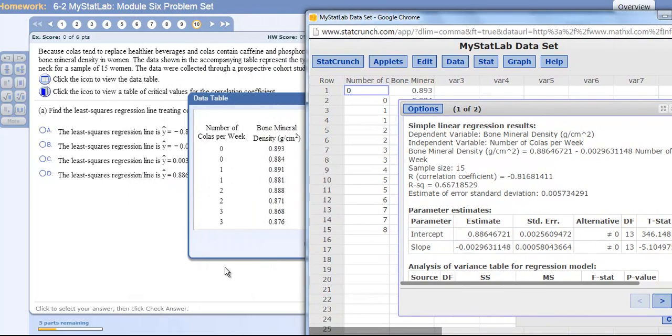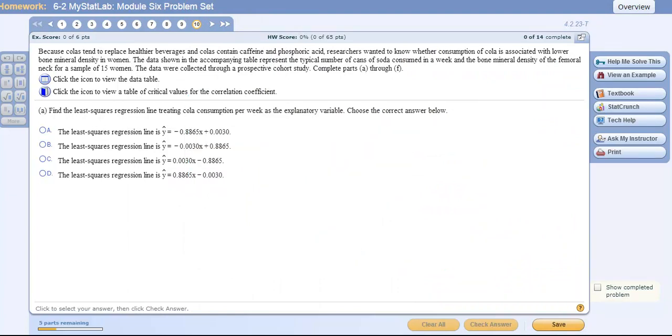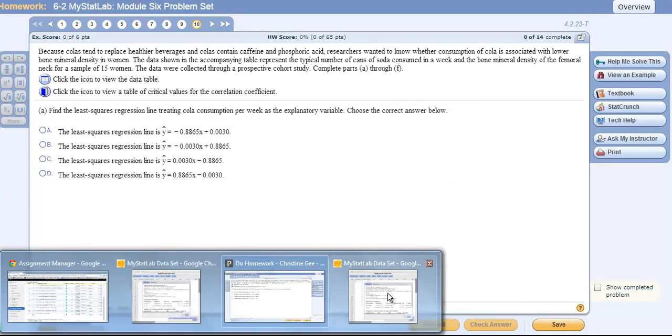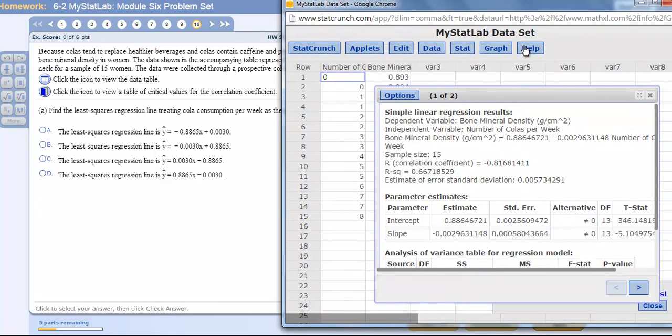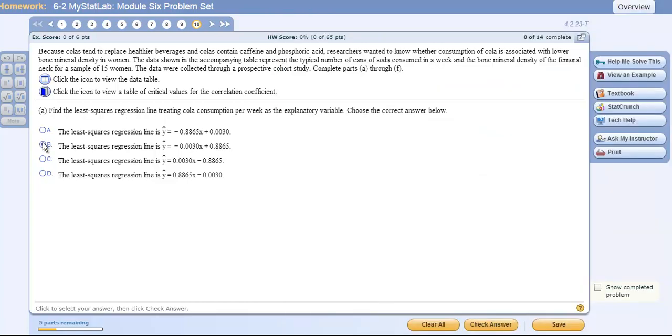So all we have to do is pick out the equation. We can see the slope is negative, and the value of the slope is always next to x. So it looks like they're rounding, and this looks like it's correct because it's negative, and then 0.0030, and then the y-intercept is this 0.8865. So it just rounded a little bit. So let's try that out.